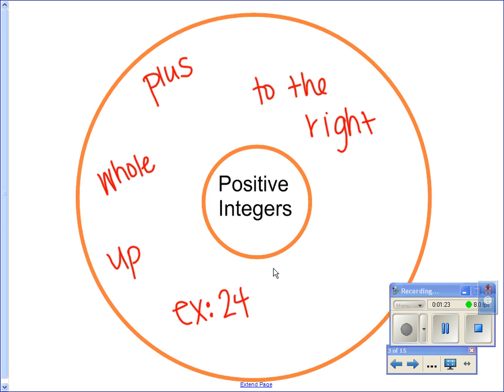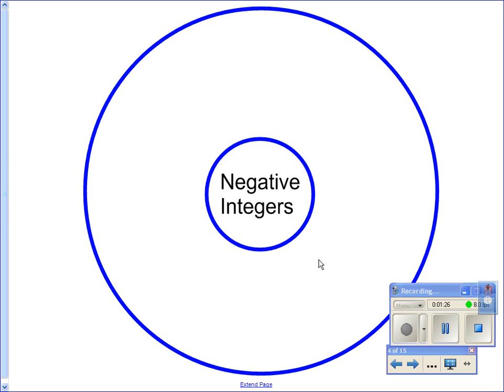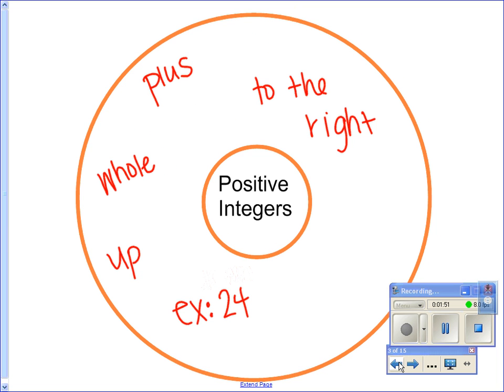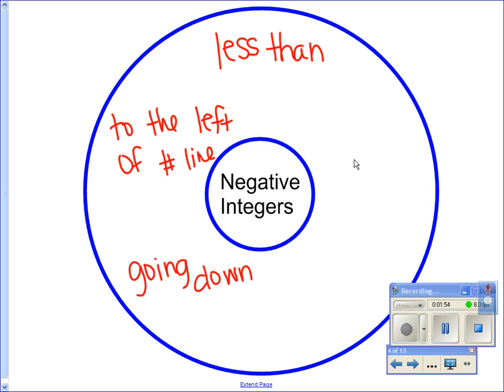Is that pretty good? Okay, now let's think of negative integers. What do you think of when you hear the word negative? I think of less than, going to the left of the number line, going down. What else? What's something opposite from the positive? So minus, and an example would be like -24, okay?